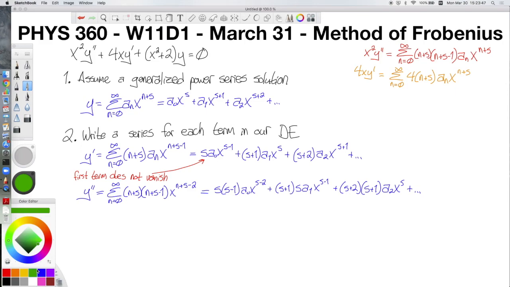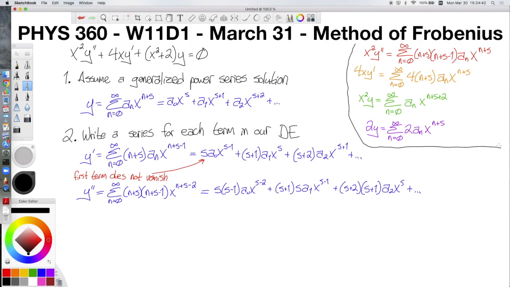Then our next term is x squared times y. And we take our expression for y and just add 2 to our power of x here. So we get sum from n equals 0 to infinity of a sub n x to the n plus s plus 2. And last but not least, we have just 2y, which is accomplished by just multiplying 2 by our series for y. So that's the sum from n equals 0 to infinity of 2 a sub n x to the n plus s power.